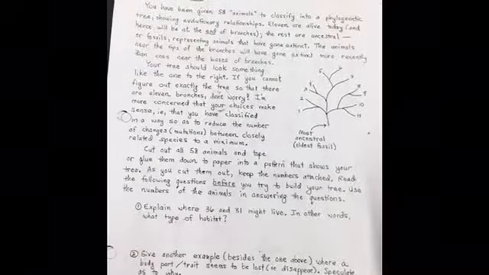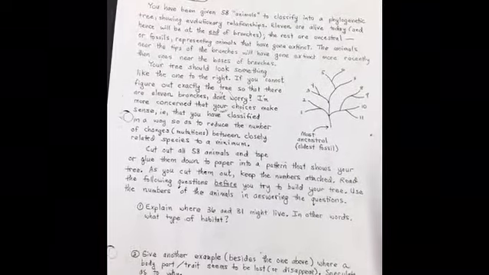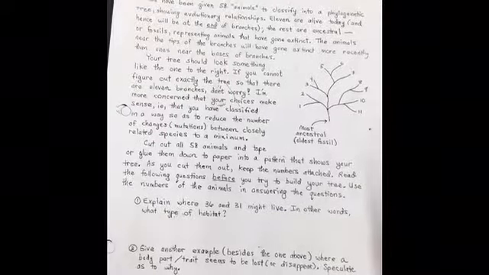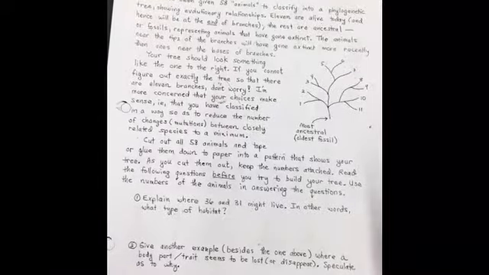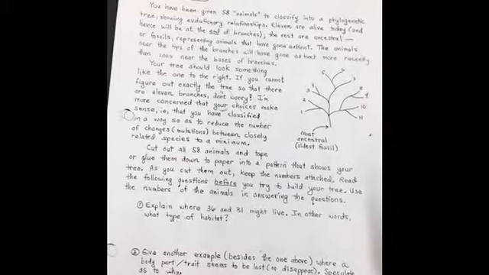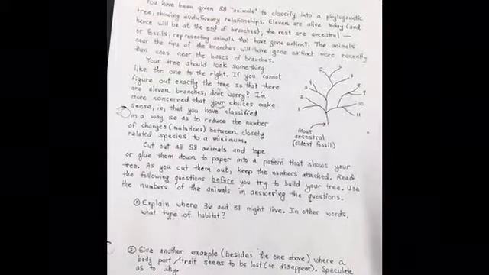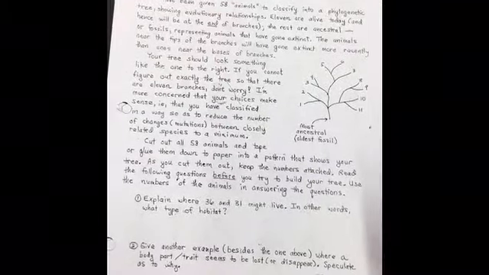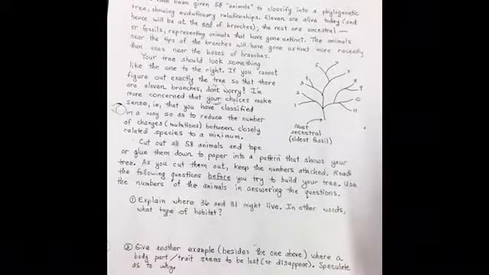If you cannot figure exactly the tree, so there are 11 branches, don't worry. I'm more concerned that your choices make sense, i.e. that you've classified in a way so as to reduce the number of changes or mutations between closely related species to a minimum. We'll go over this in more detail in just a second.